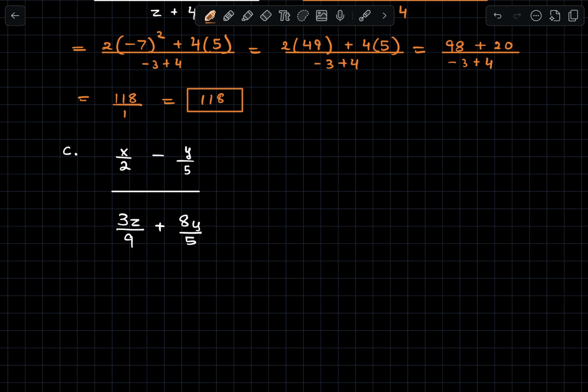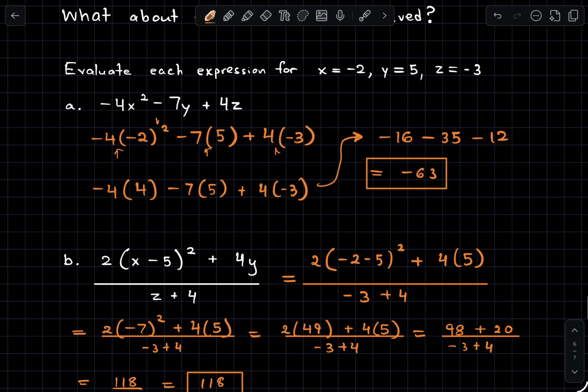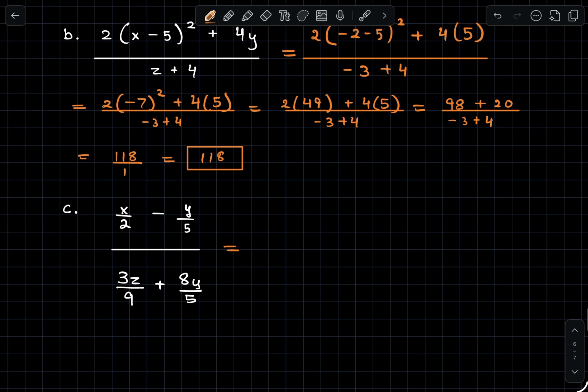And then finally we've got our last example. So now we've got fractions within fractions. Okay, so x is going to be equal to negative 2. That's divided by 2. Y is just going to be equal to 5, and it's divided by 5. Then we've got 3 times z, z being negative 3. All of that is divided by 9. Then we've got 8 multiplied by y, which is 5. All of that divided by 5.